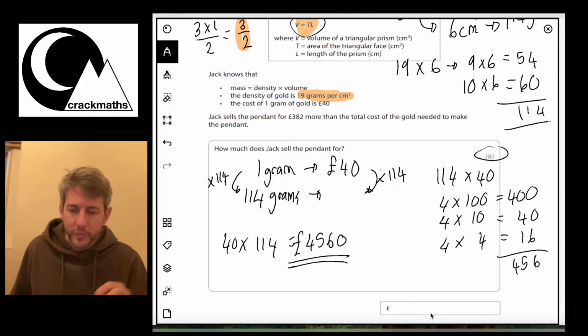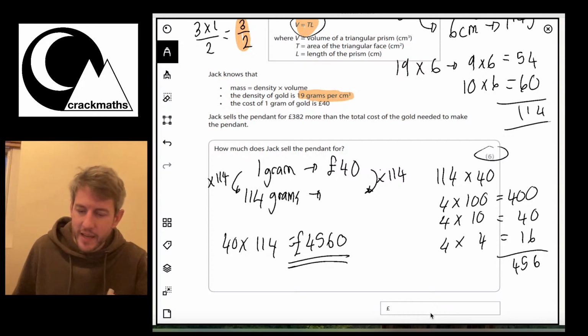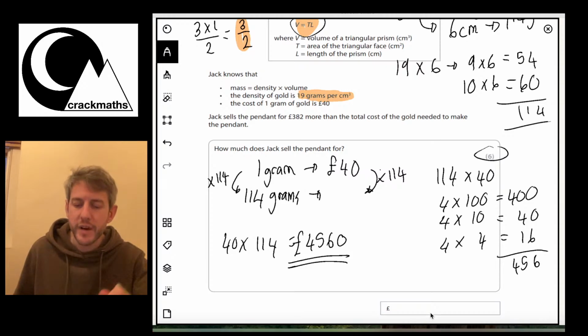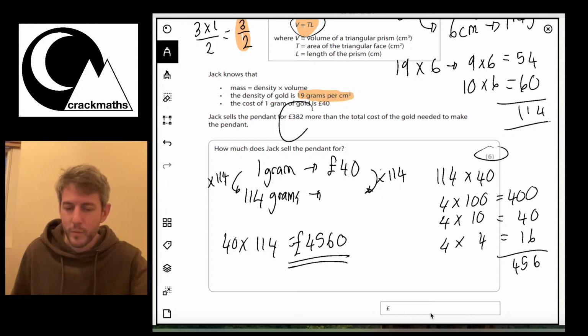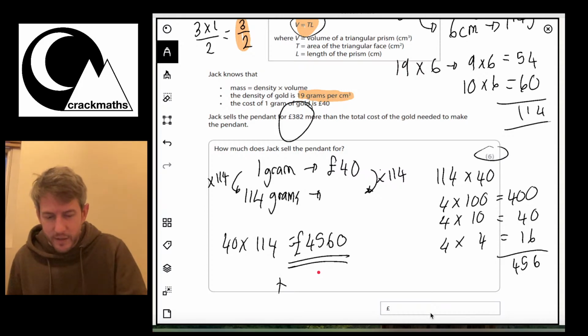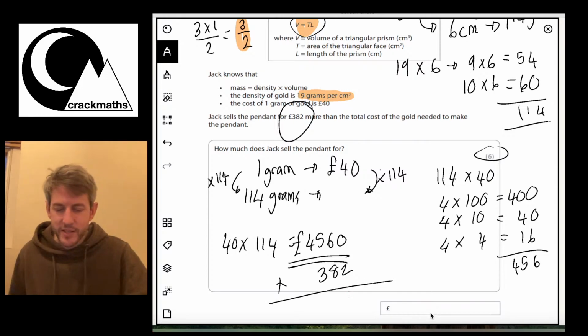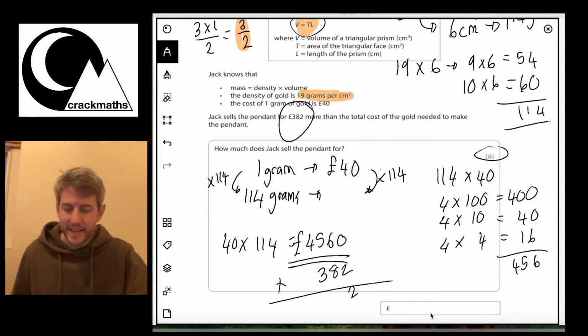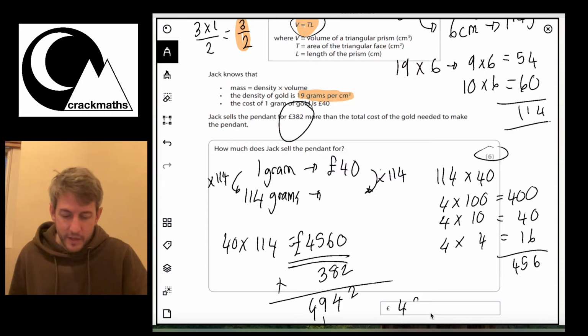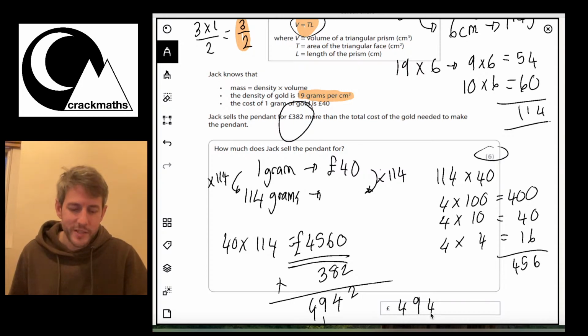Right, so the next step for us to do is Jack sells the pendant for £382 more than the total cost of the gold. So now all we have to do is add on this 382. Okay, so 0 add 2 is 2. 6 add 8 is 14. 5 add 3 is 8, add 1 is 9. And then 4. So the total cost of this pendant is going to be £4,942.